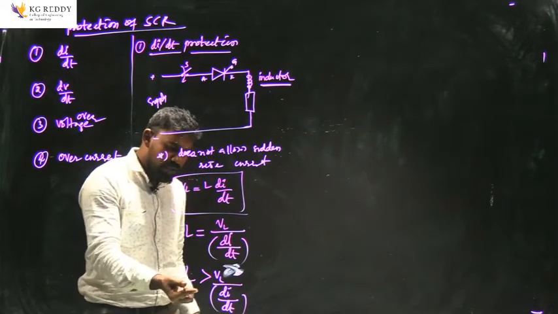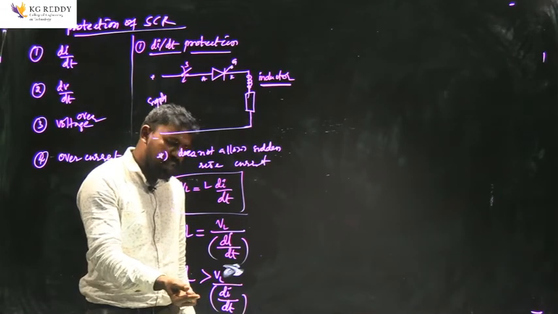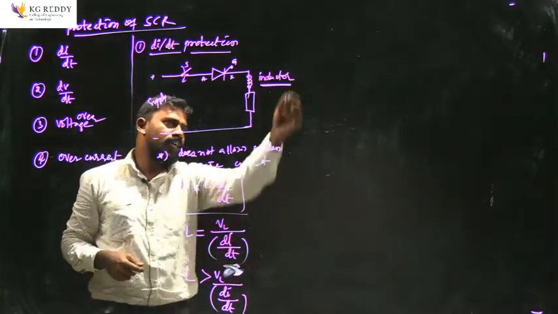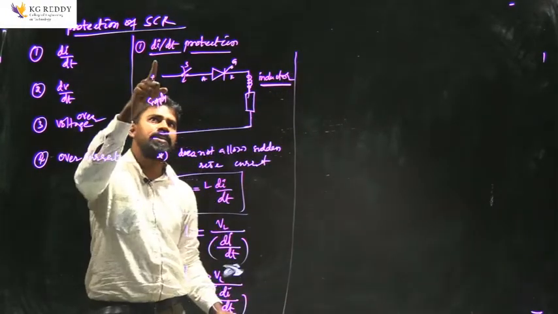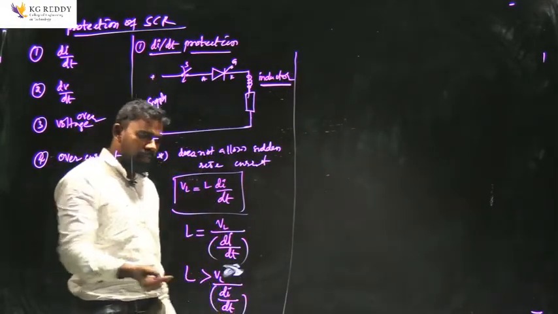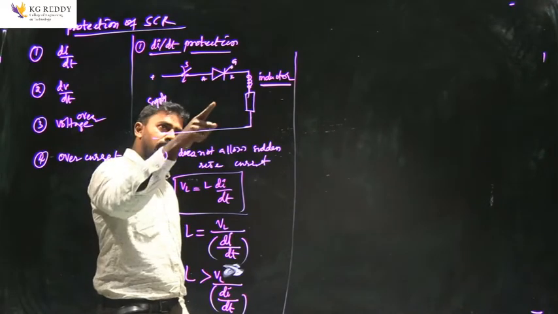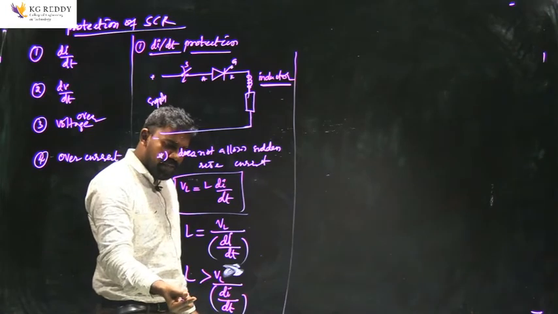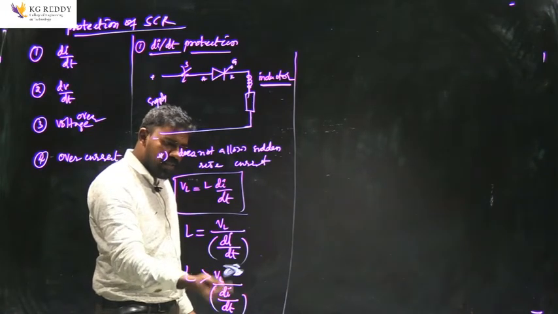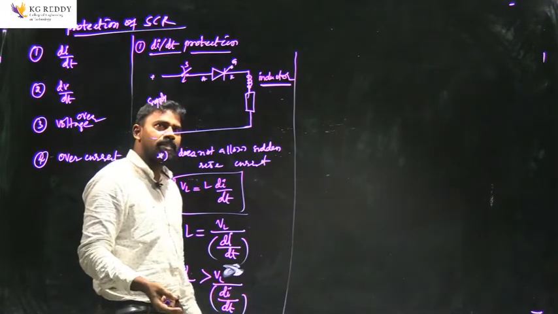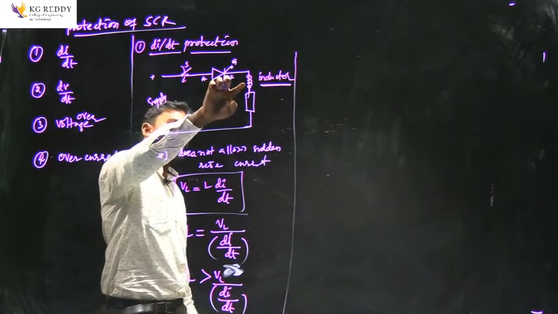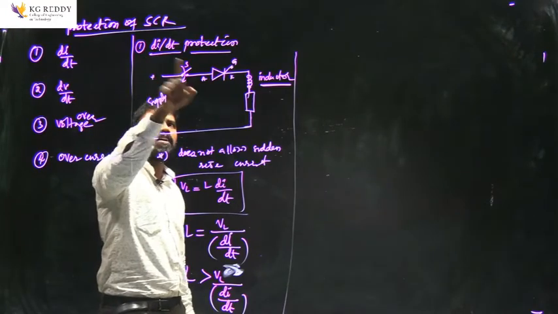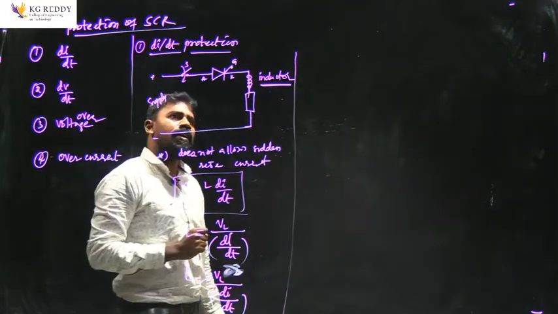So when we connect a high value of inductor in series with the SCR, we can protect the SCR from the di/dt condition. That is why, when selecting the inductor, its value should be high according to di/dt. That is why we provide a high value of inductor in series with the SCR, so we can protect our SCR from the di/dt condition.